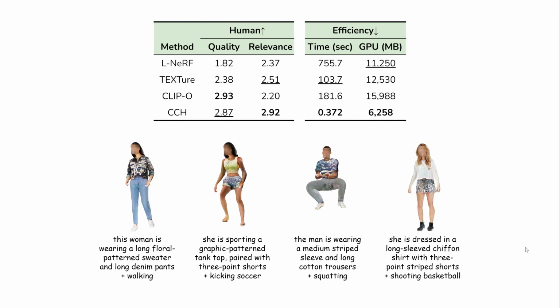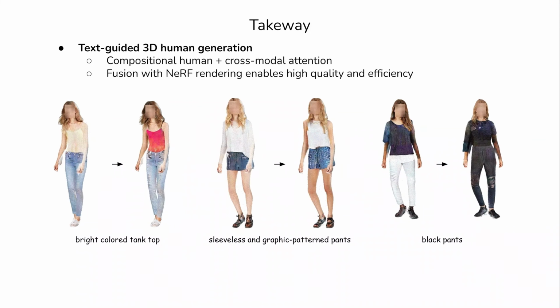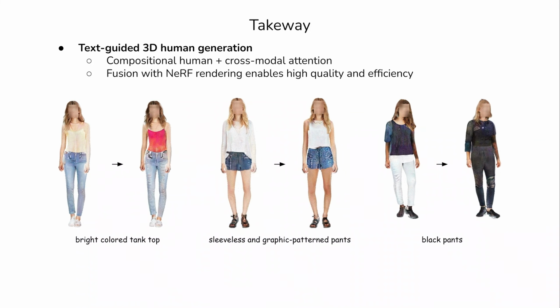Cool. So the takeaway is we introduced text-guided 3D human generation, which leverages the compositional human as well as the cross-modal attention to inject the fashion information into the NeRF features. And the fusion with NeRF rendering can enable high quality and also high efficiency. And our model can also support 3D human editing, such as changing the colors of the tank top or the black pants. We can also make the long sleeve into a sleeveless.